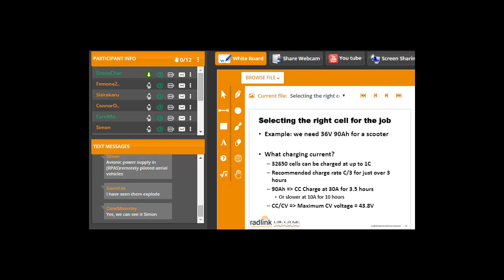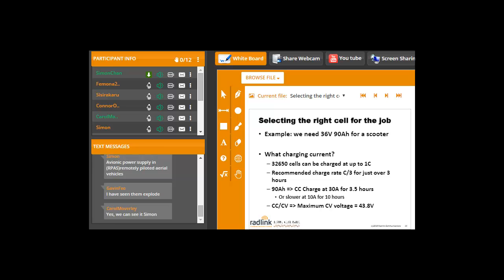So what it means is you can fully recharge your little battery pack inside your scooter in 3.5 hours, or just short of that. Or if you want to do overnight charging, then you can charge it at 10 amps for 10 hours. Okay, and that's the constant current charging, the CC charging.